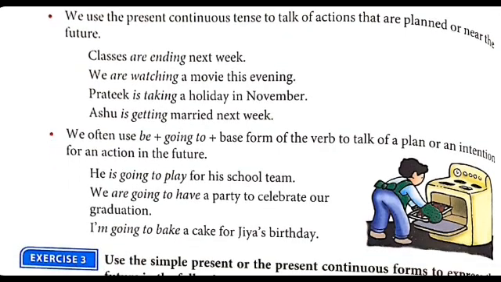Now we often use be plus going to plus the base form of the verb to talk of a plan or an intention for an action in the future. For example, he is going to play for his school team. We are going to have a party to celebrate our graduation. I am going to bake a cake for Jia's birthday. So this is how we use present continuous tense in order to predict the future.